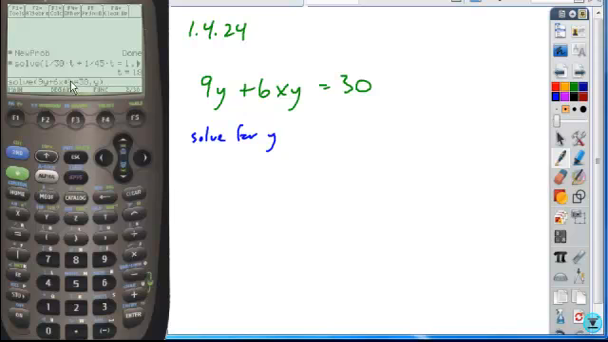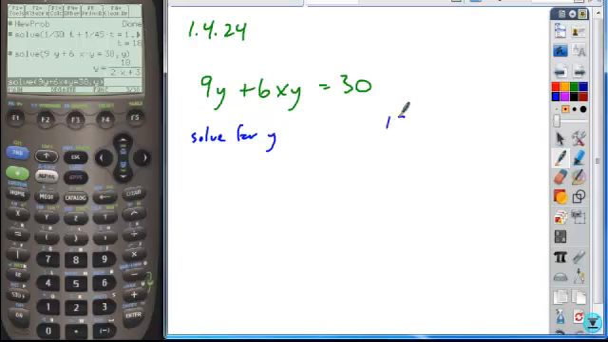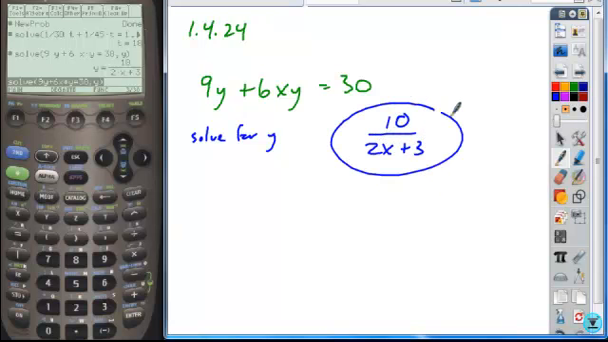So now if I just added that little multiplication symbol in this solve feature and hit enter, I get my answer. Okay, and so the way that this is set up, you get 10 over 2x plus 3. There's your answer.